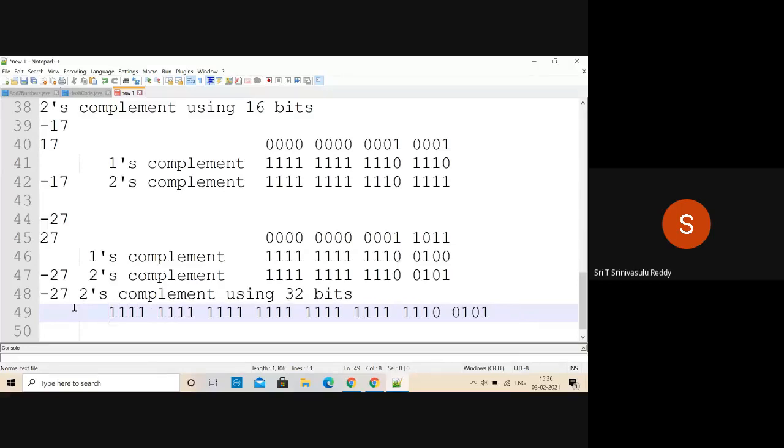This is the actual minus 27 using 32 bits. Internally, it's going to be represented like this. For our proper understanding, instead of writing zeros and ones always, you can represent the same thing using hexadecimal notation. Internally, it is zeros and ones only. For human consumption, we represent groups of 4 bits as hexadecimal.